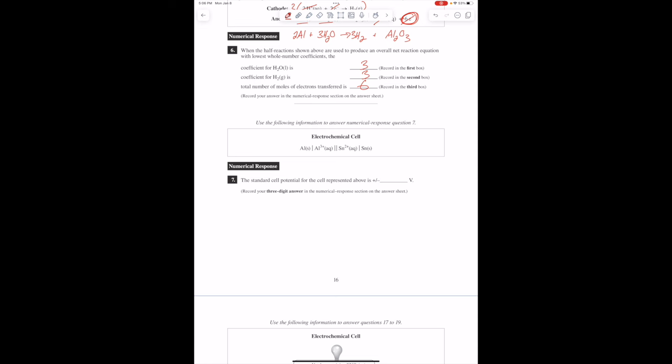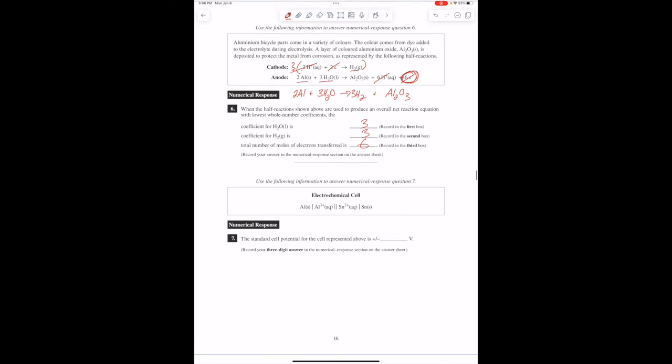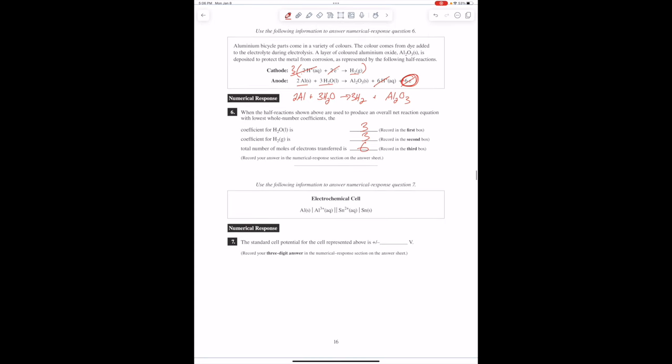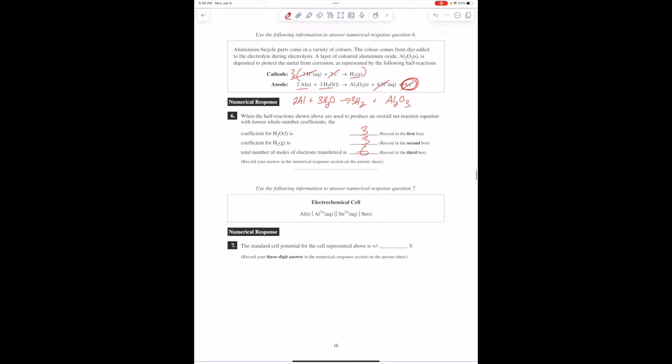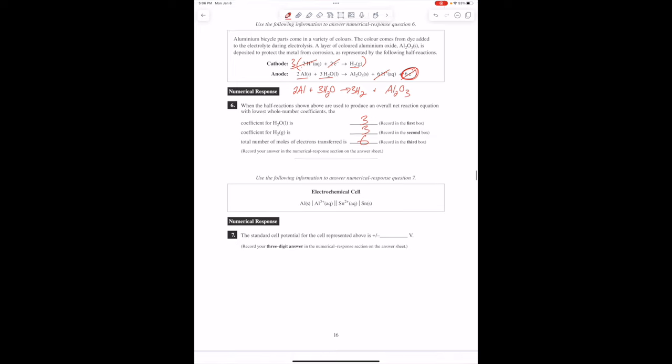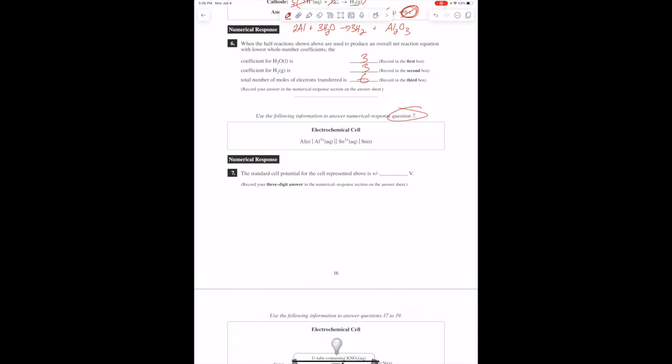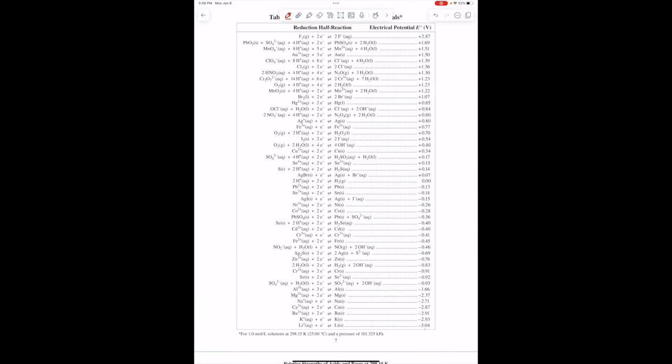The standard cell potential for the cell represented above is, oh, I got to do the voltage here. Now, how am I going to do that? Oh, okay. I was looking up at question six. Okay. So I'm just looking here. All right. So I go look at my chart. This is aluminum and tin. Okay. So I'm going to show you how to make this easy without having to write a bunch of stuff down. So aluminum, tin. Okay. So here is aluminum. Where is it? Aluminum is here.